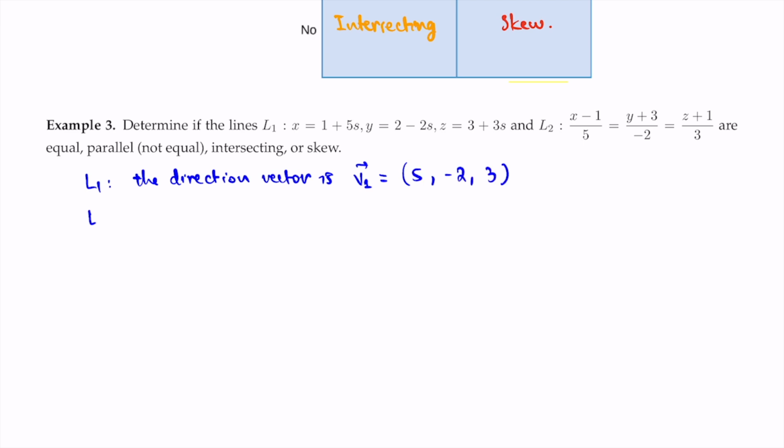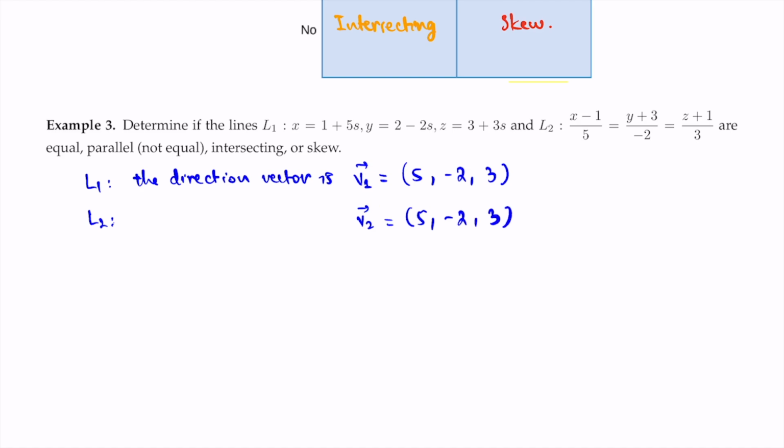Now for the second line, the direction vector is v2 equal to, so this equation is written in symmetric form, and the number in the denominator of each fraction is going to help determine the direction vector. And you can see here v2 is also equal to (5, -2, 3).